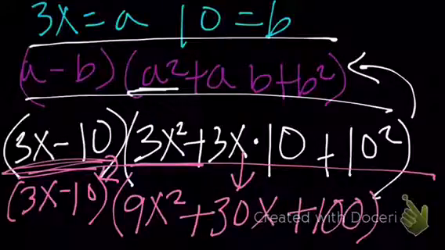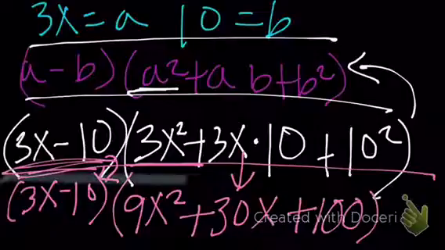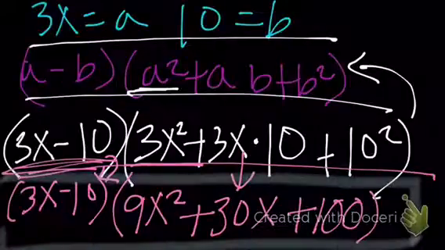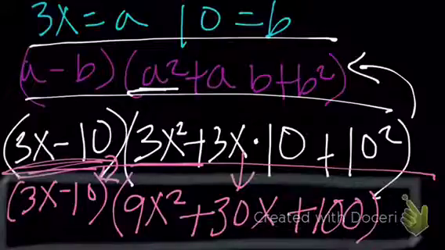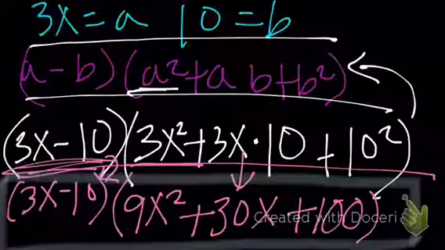Alright, since we're unfoiling, this is going to be our last step, and this gives our final answer: 27x cubed minus 1,000 is going to equal 3x minus 10 times 9x squared plus 30x plus 100.